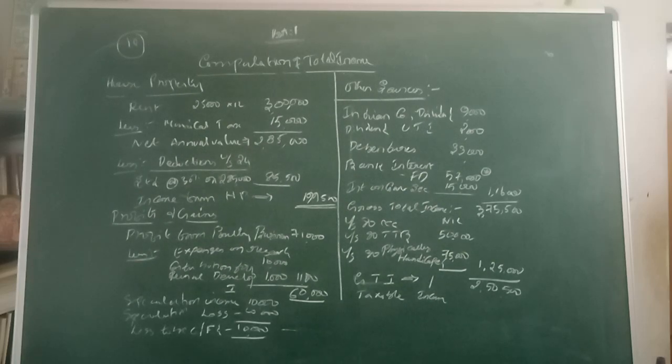Then other sources. What are the items coming under other sources? Dividend, debenture interest, bank interest, interest on securities. Here it is given as dividend from an Indian company. Mind it carefully, and if required, please underline that point. Previously it was exempted, but now dividend from an Indian company is also taxable. That 9,000 is taxable. Dividend on units of mutual fund, 2,000, is also taxable.